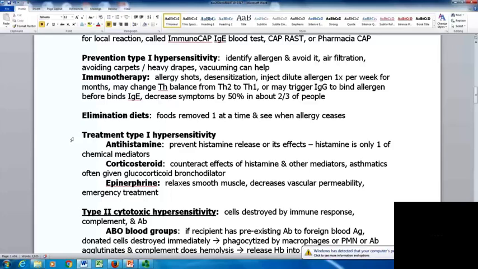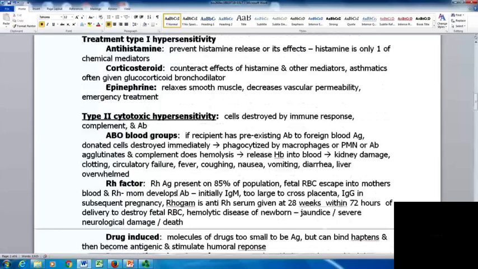Epinephrine, this will relax smooth muscle, decrease vascular permeability. This is what's used as the emergency treatment. So this would include things like the EpiPen, and of course those are quite expensive and they do have a shelf life. A person who does have anaphylactic reactions to things really should carry those at all times.